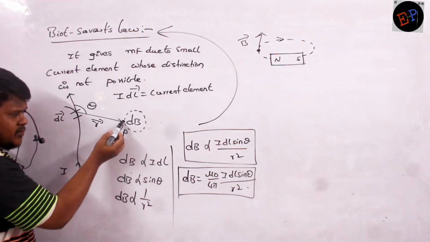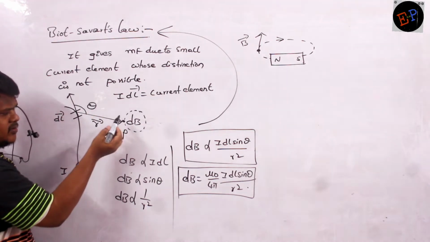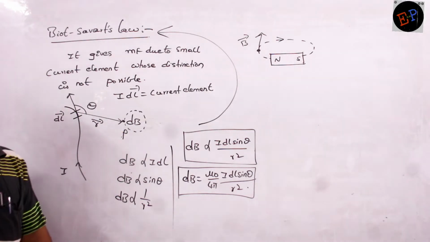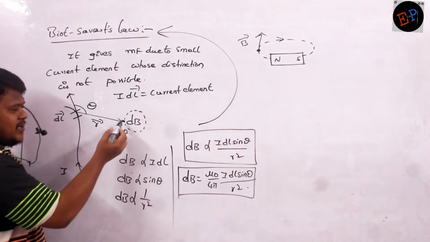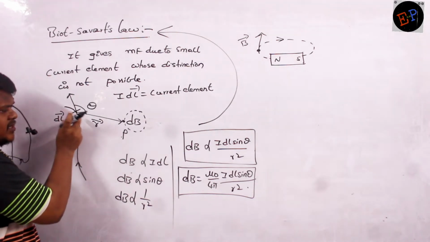Because B dash is a vector quantity, here also B dash will have a direction, no? So the magnetic field produced because of this wire will have a direction. So if I want to find the direction, how can you find it? Tell me. At point P, what is the direction of the magnetic field produced by this current carrying element?